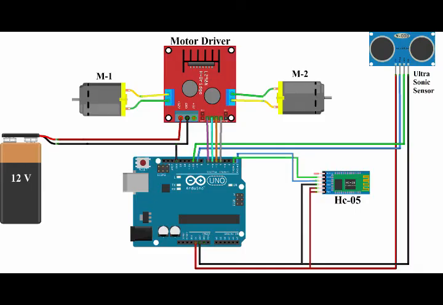There will be an Arduino Uno, there will be a motor driver which will be further connected to two motors, then there will be a 12-volt battery for the power supply, then there will be a Bluetooth module for a wireless connection. So here is the circuit diagram.